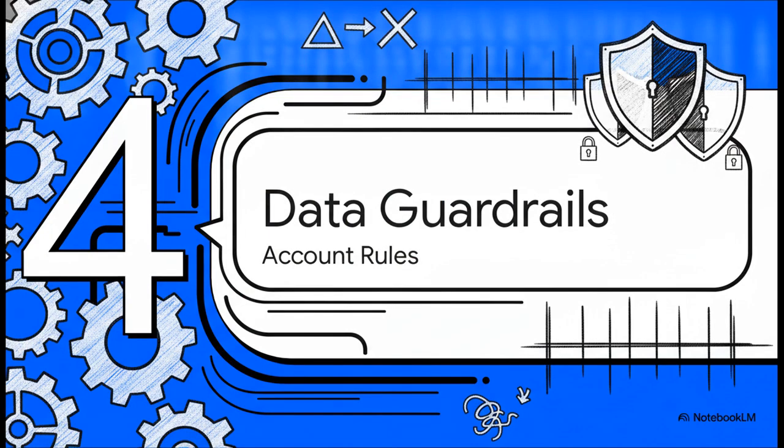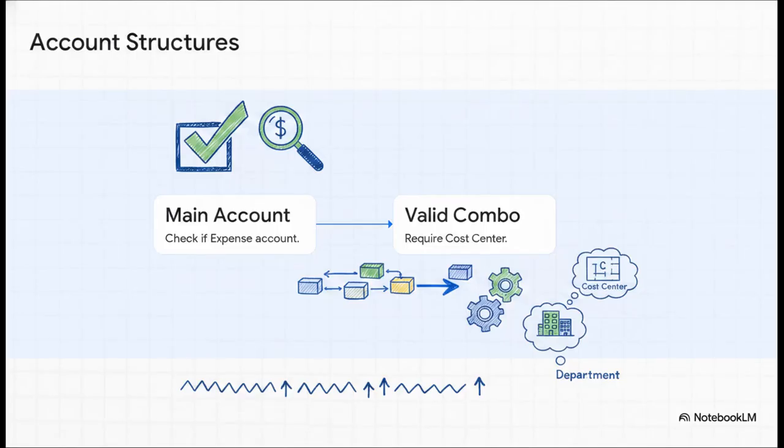Now let's get into Section 4, setting the data guardrails. Because let's be honest, you can't just let users tag whatever they want, or your data quality will absolutely tank. Once you have these dimensions, you use account structures to force the system to validate transactions against predefined rules. Basically, you're defining the valid combinations of accounts and dimensions.